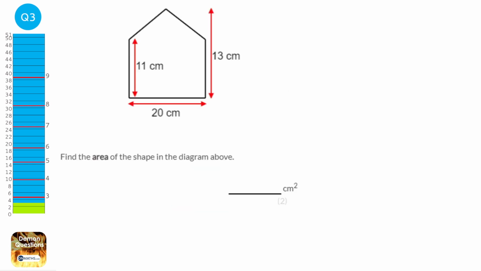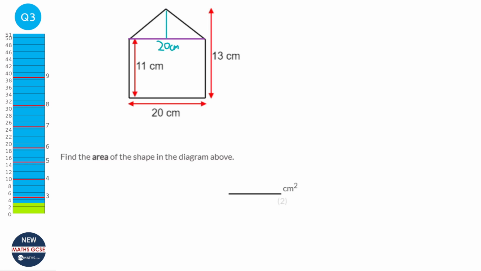To answer this question, we need to cut this shape into two shapes. So we're going to draw a line across here, and we're going to cut it into a rectangle and a triangle. Now we need to first of all label the parts of the triangle. So the width of the triangle, the base, will be the same as the base at the bottom, so that will be 20 centimeters. And we need to find the height, which is this length here, which is 90 degrees to the base.